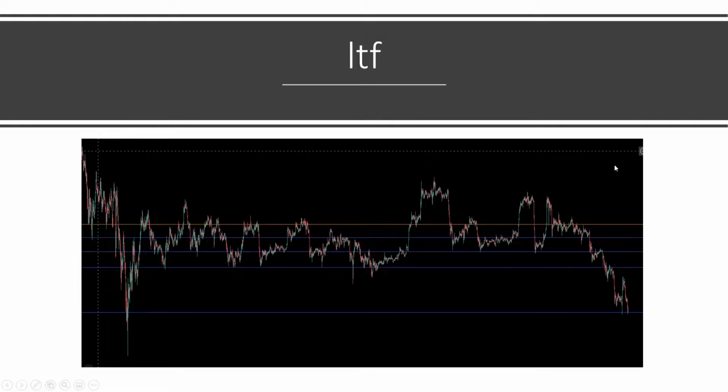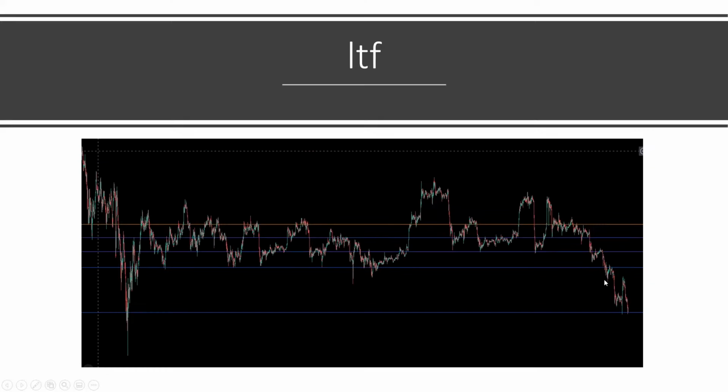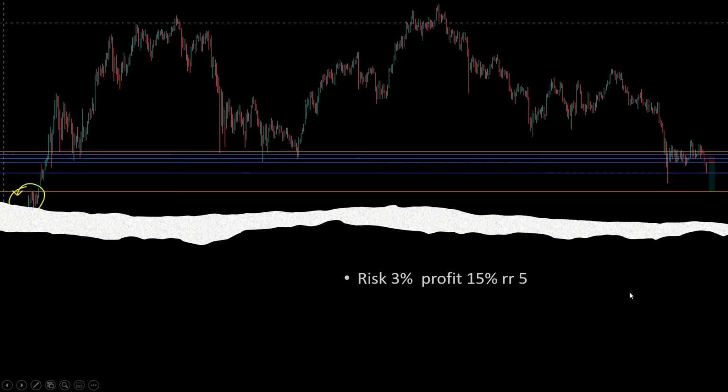So you look for the lines. Here you want to take a short, because we broke the high time frame support level. So we should want to short this resistance level. I chose to take this short. I shorted this level and put the stop above the next resistance level, which is here. And the target would have been this price event.